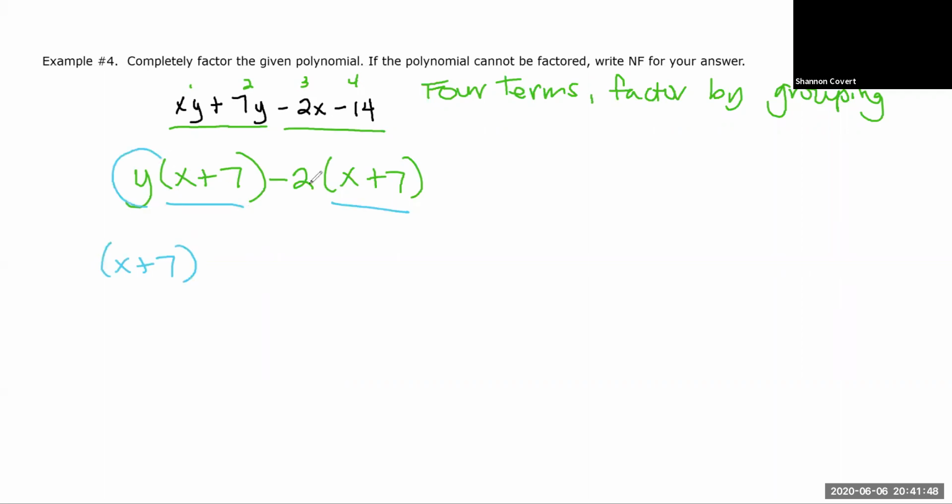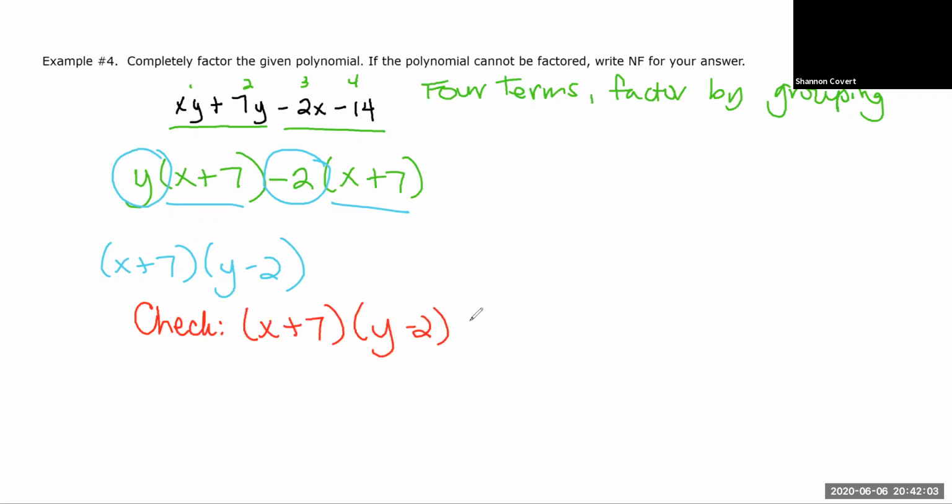All right, and then what's in my left is y minus 2. So let's check this and see if it worked. So we're going to take x plus 7 times y minus 2. So xy minus 2x plus 7y minus 14. I can't put any like terms together, but I think it works.